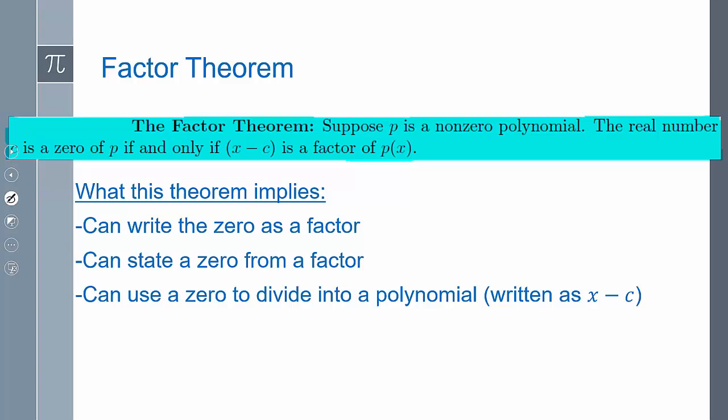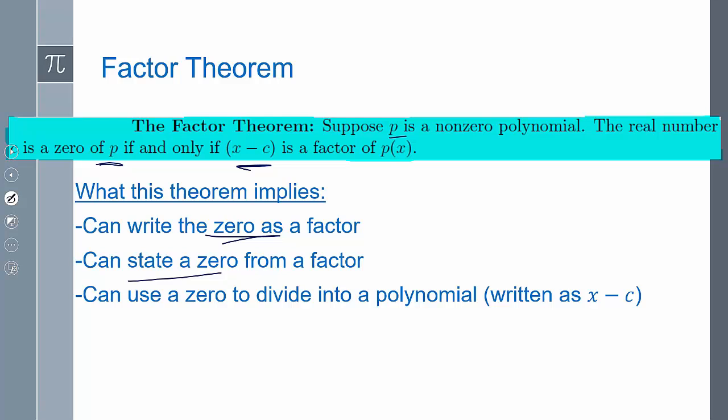Next is the factor theorem, and this one is important because it leads us to a few conclusions. So the factor theorem says, suppose P is a non-zero polynomial, the real number C is a 0 of P if and only if x minus c is also a factor. Now, what is this implying? It's implying that if I know it's a 0, I can write it as a factor. It can state a 0 from a factor.